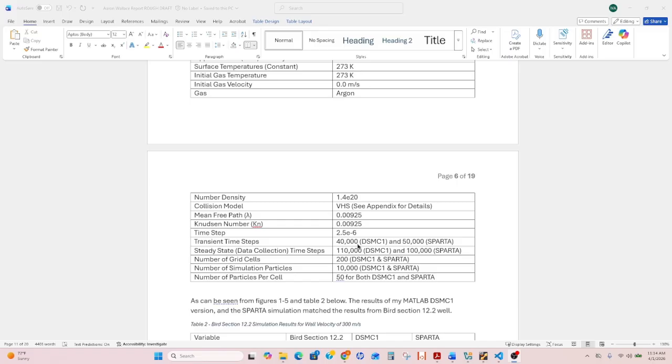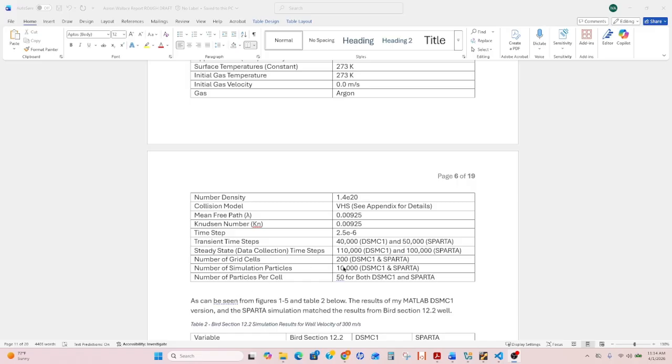He said he took 40,000 transient time steps. That's how long he assumes it takes to get to steady state, and then he throws that data away. We used 50,000 in SPARTA, and then for the steady state data collection time steps, he said 110,000 in his, and I used 100,000 in SPARTA. Same total time steps. Number of grid cells, 200. So he breaks up that 1 meter into 200 different grid cells. The number of simulation particles, he used 10,000. And the number of particles per cell, he used 50 particles per cell. And so I simulated and did the same in SPARTA.